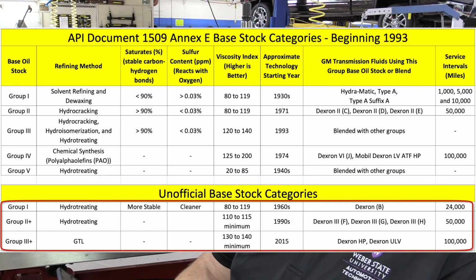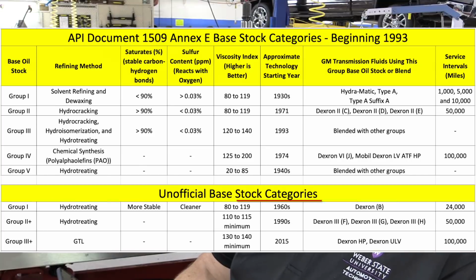Now there's also 2 unofficial base stock oil categories listed down below. There's a Group 2 Plus, which is what is referred to as hydro-treated Group 2 oil, which gives it a higher viscosity index. And there's Group 3 Plus base stock oils that were formed from a gas to liquid process. And they have very high viscosity indexes also, as you can see in the 5th column.